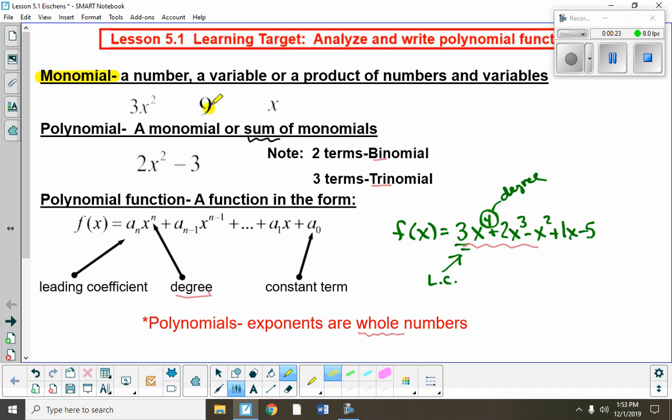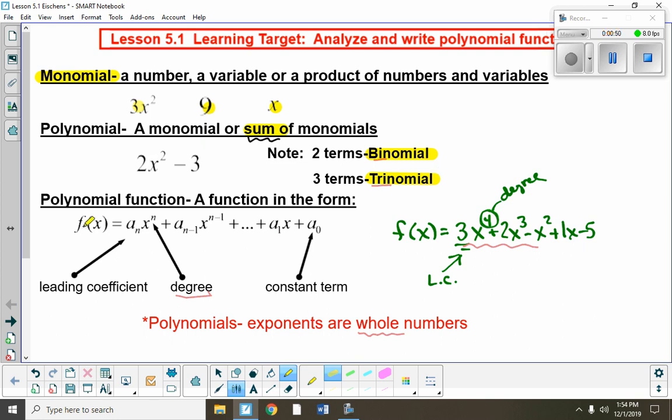And here's some examples. Here you have a number, here's just a variable, and this is the product of number and variable. A polynomial is a monomial, or the sum of monomials. Like here, for example, we have 2x squared minus 3. Now, this particular example is called a binomial because there are two terms. If there are three terms, it is called a trinomial.